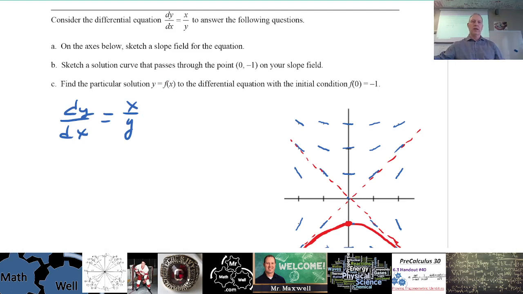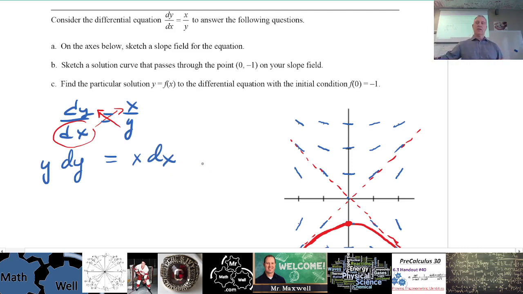the integral. So what I'm going to do is, in a sense, multiply both sides by dx and multiply both sides by y, which is going to give me a separation of the variables. So I have y dy on this side, and I have x dx on this side. This is a very simple one, but it's easy to separate the variables this way. And now that we have only y terms on the left and only x terms on the right, I can go ahead and integrate both sides, with respect to y on the left and with respect to x on the right.